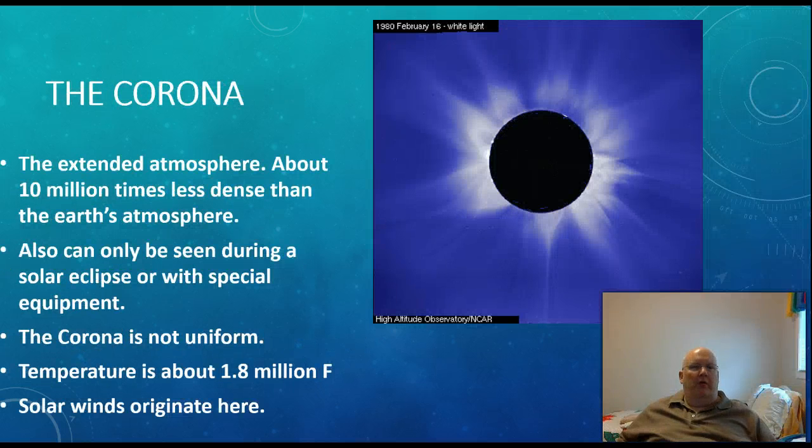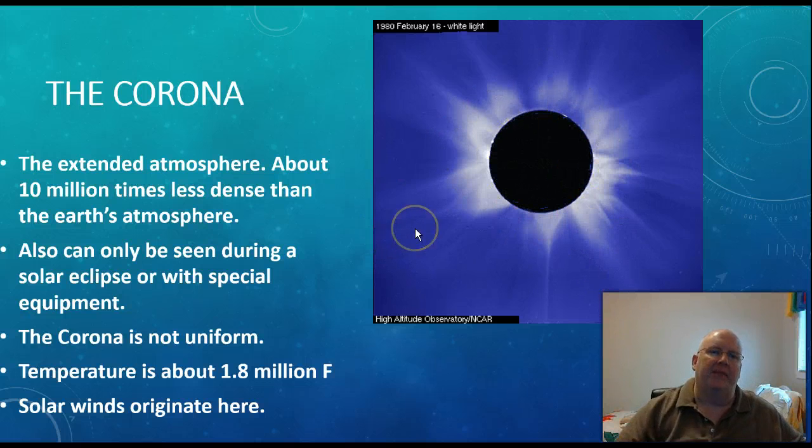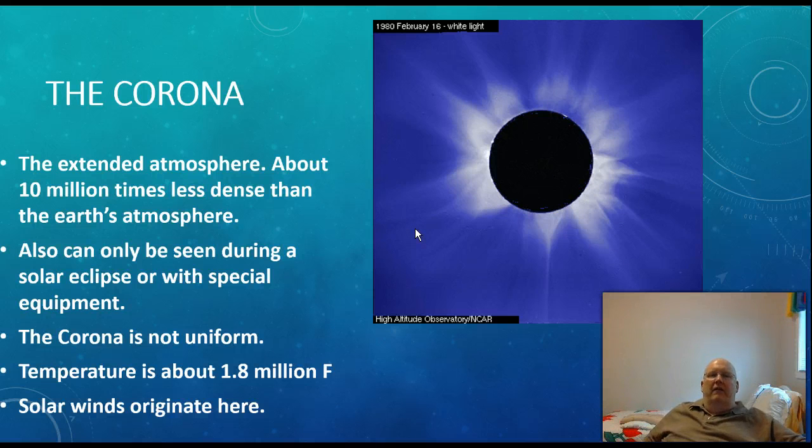And finally, you have the corona, and the corona is not so much a layer, but almost like an ejection of gases coming out of the sun. As you can see, all around this dark spot, this is a photograph of a solar eclipse. And all these white cloudy areas, that's the corona, and it's very, very not dense. About 2 million times less dense than our atmosphere. It's very thin, so to speak.